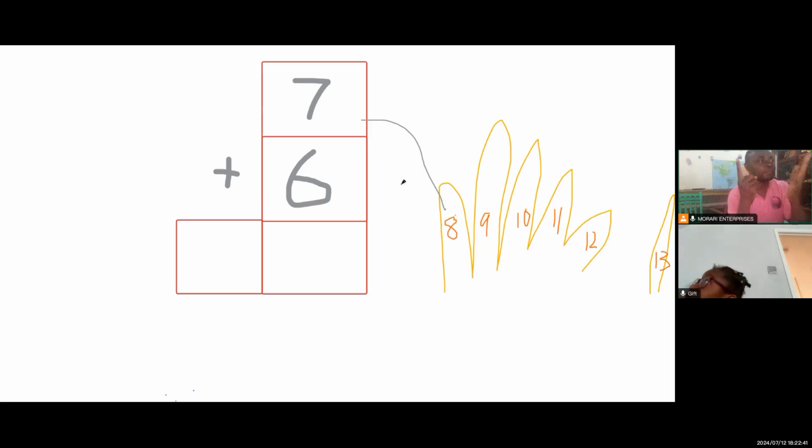So we get that. We add in this 6 to the 7. 7, 8, 9, 10, 11, 12, 13. 13. So how do we write our 13? We write 3 under the 1's place.